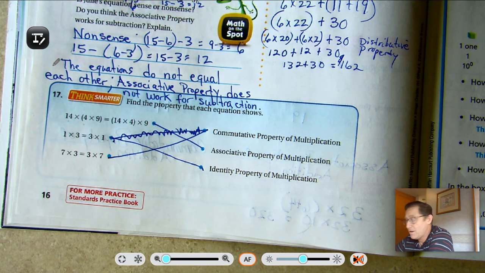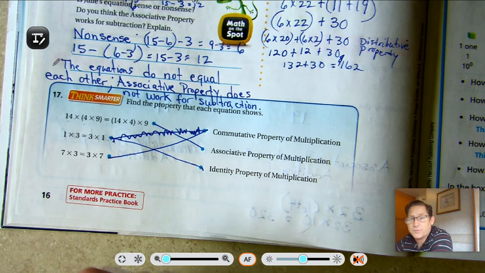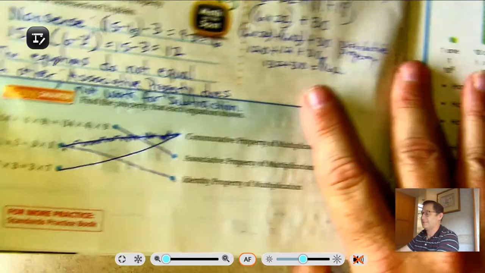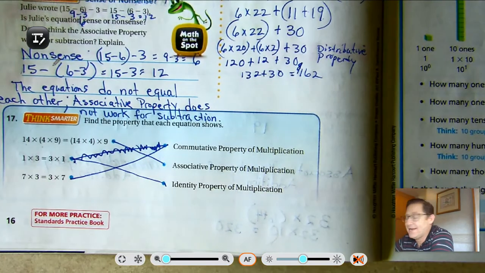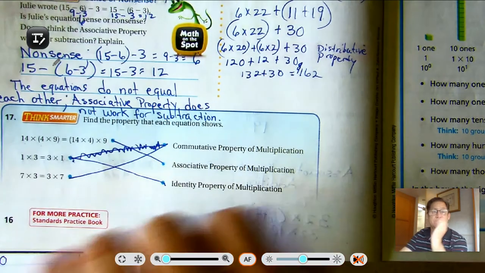Okay. All right, so that's it for our review of properties. In our next lesson, we're going to be talking about the powers of 10 and the exponents. So until then, I will see you soon.